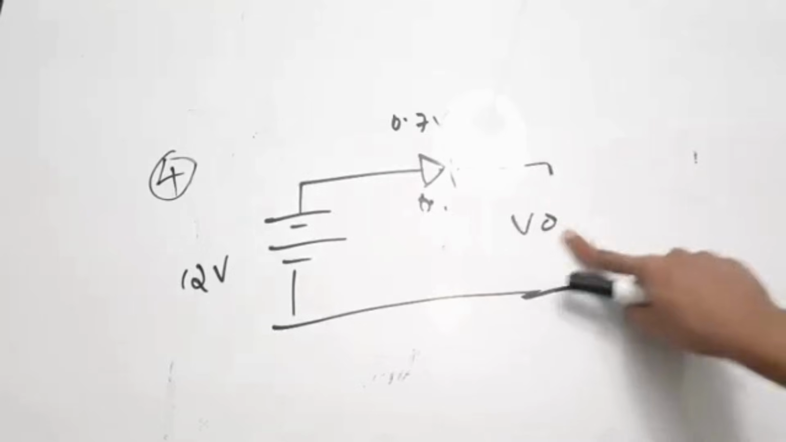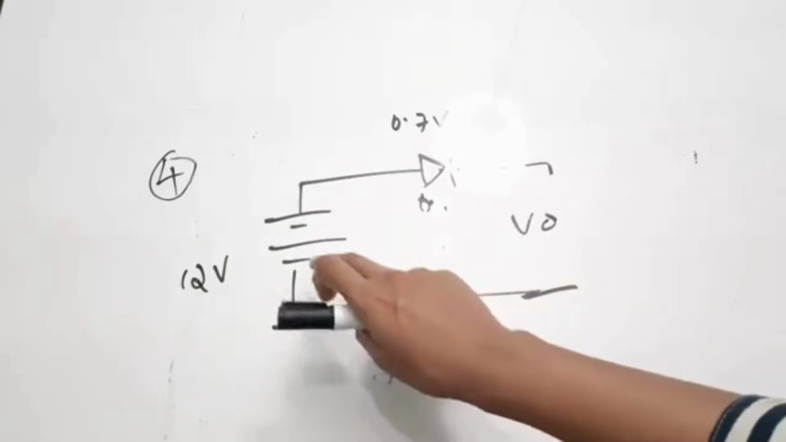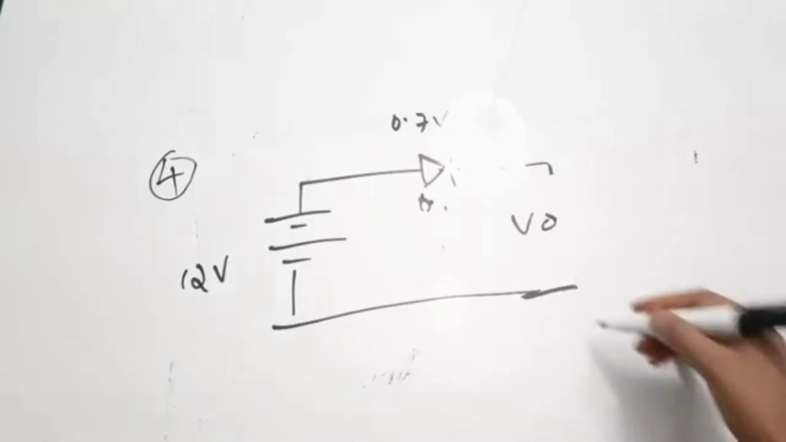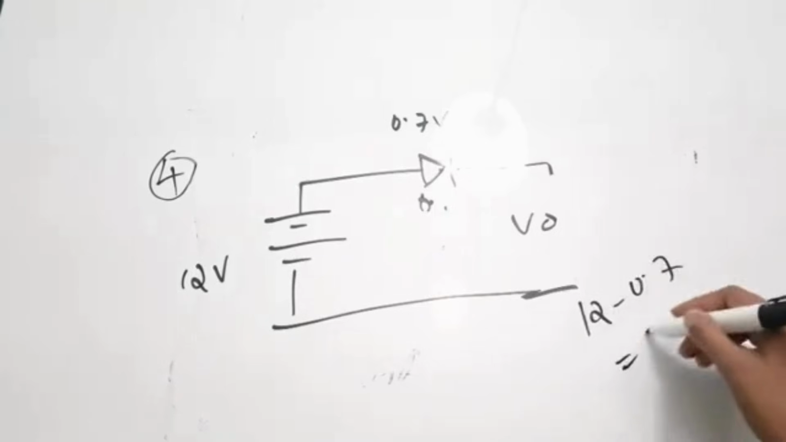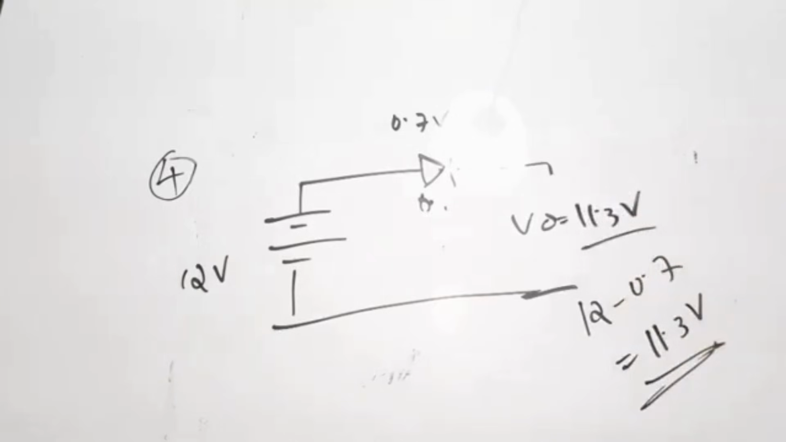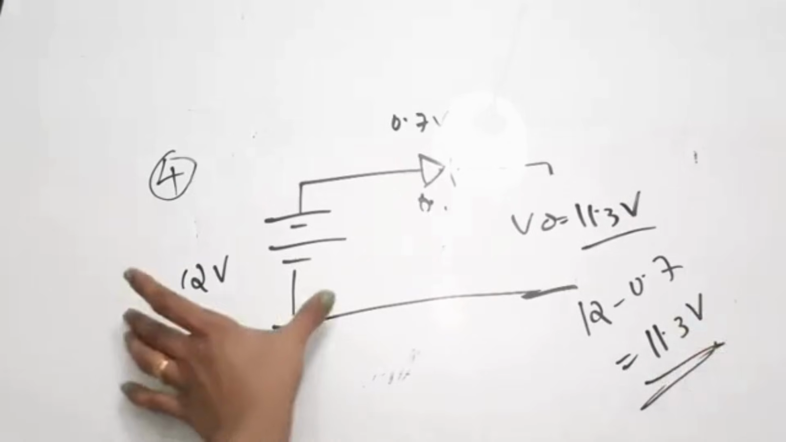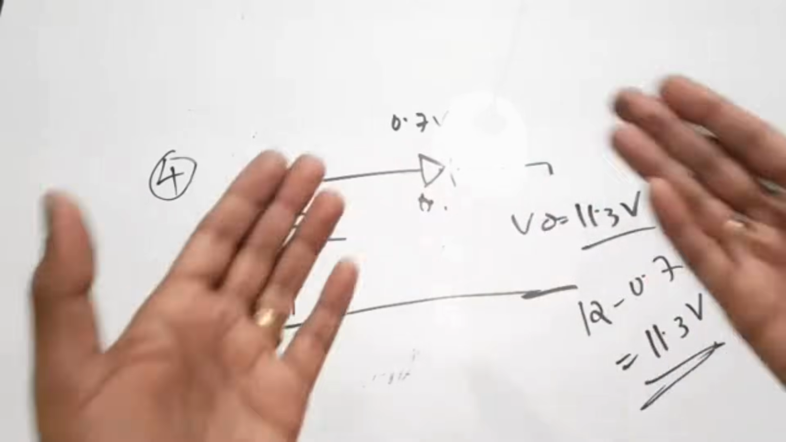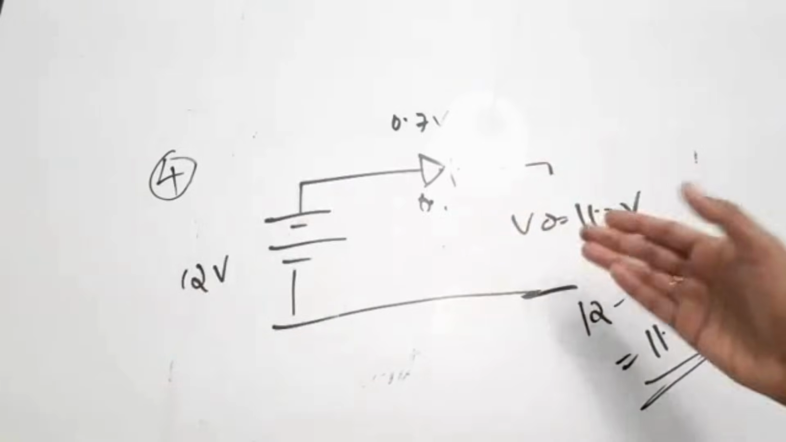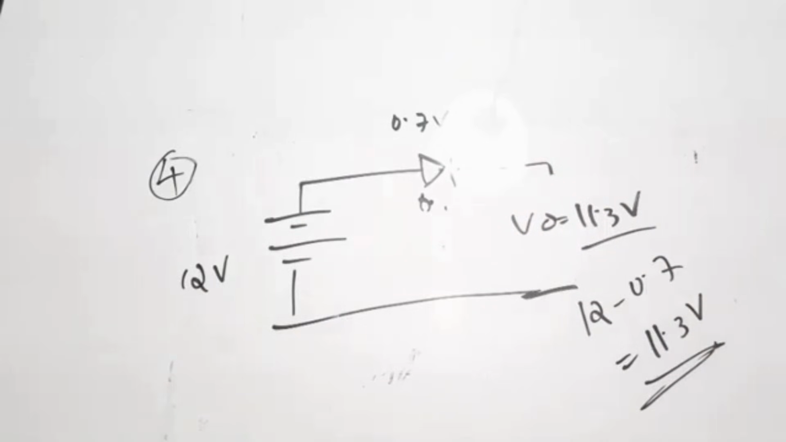The voltage coming at this terminal will actually be the difference between this 12 and whatever drop is coming across the diode. So 12 minus 0.7, which is 11.3 volt, will be the output. Okay, so you just have to use your logic. Total voltage is 12, out of which some voltage will get dropped across the diode. This is again a series combination. So the remaining has to come here only, which will be 11.3 volt, and the correct answer will be option C. So the fourth question answer is option C.